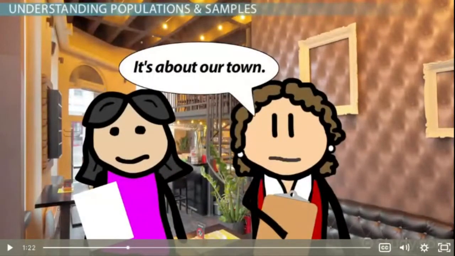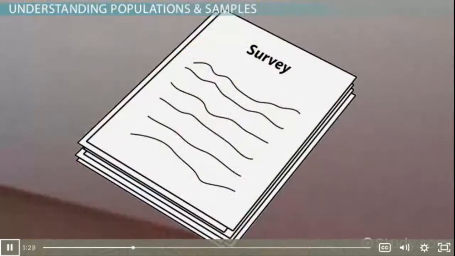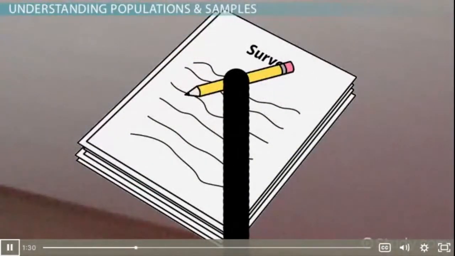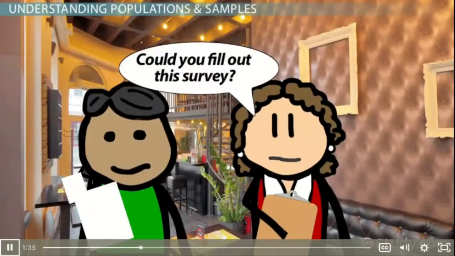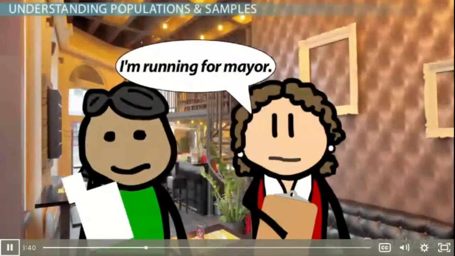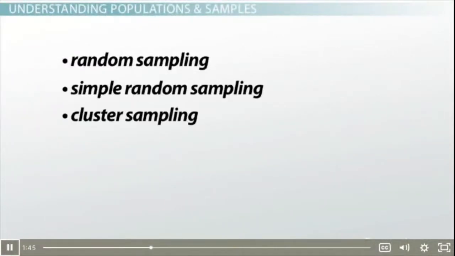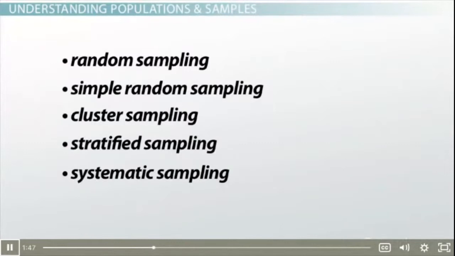This is a sample. As long as the information she collects is from the town and not a neighboring community, then this can count as Lene's sample group. Samples are used to help the data researcher, in this case Lene, to understand the entire population. There are many different ways you can get a sample from your population. These include random sampling, simple random sampling, cluster sampling, stratified sampling, and systematic sampling.